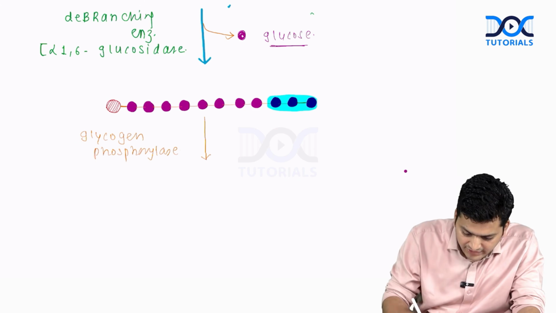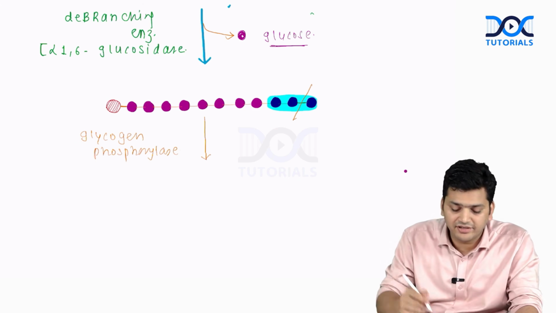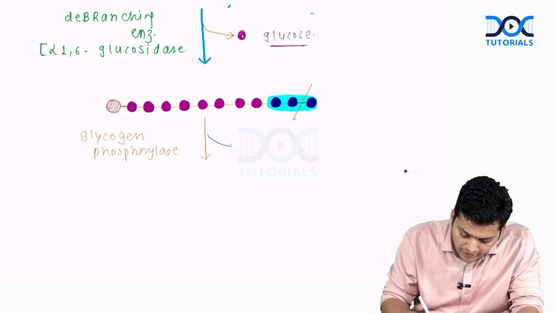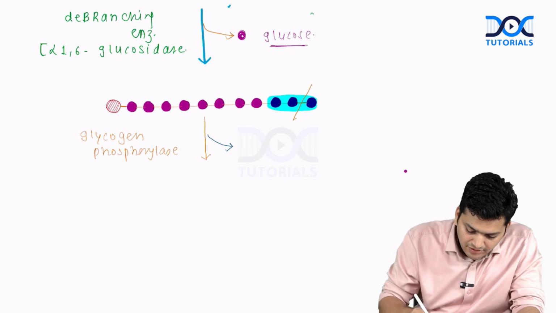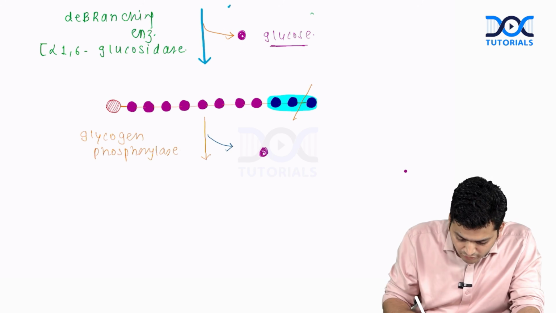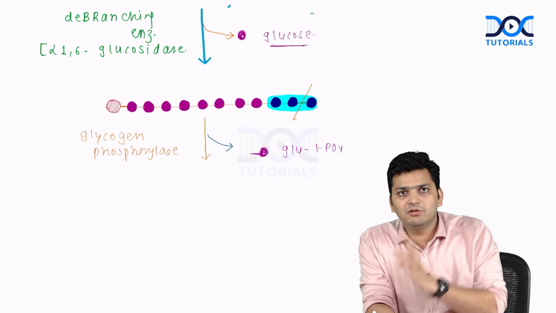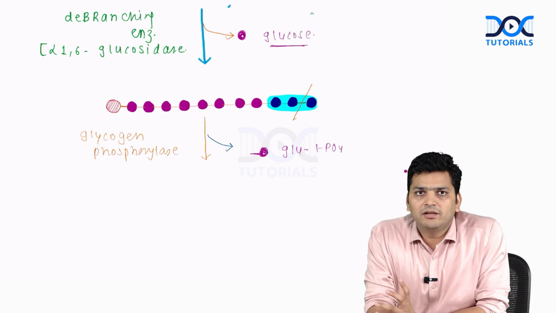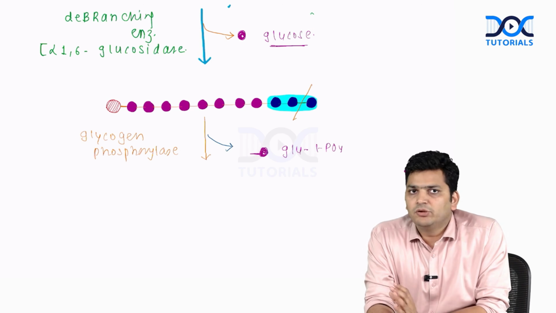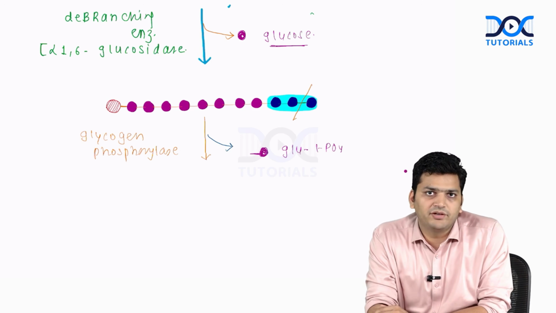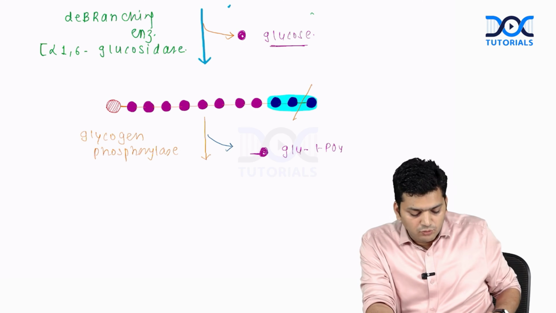The glycogen phosphorylase will start coming and cutting the molecule, and again these molecules will start coming out. And these molecules which come out, will they be in the form of glucose or glucose 1-phosphate? Glucose 1-phosphate. Only when you cut from the branching point, the molecule that comes out is glucose. Otherwise, the molecule coming out is glucose 1-phosphate. Now, what is going to happen with this glucose 1-phosphate?